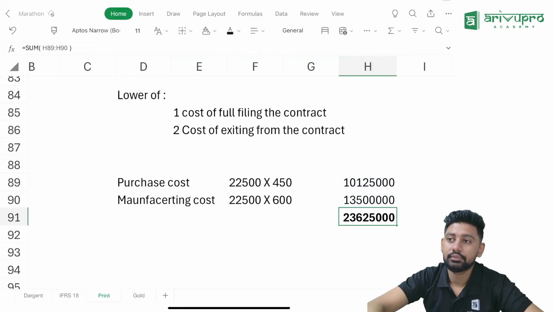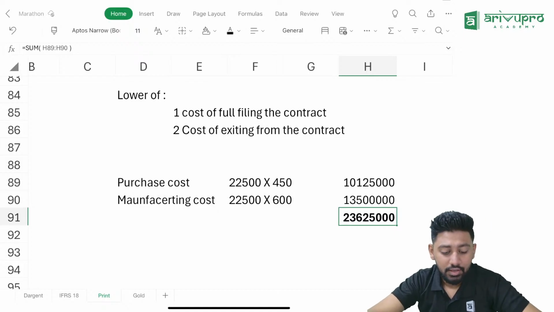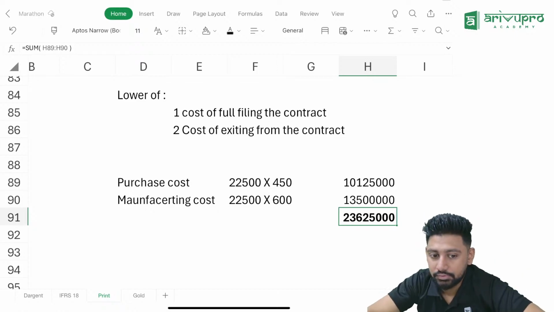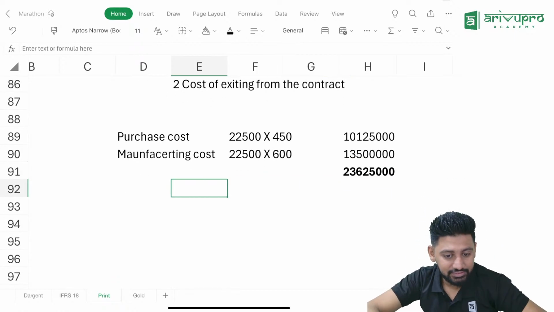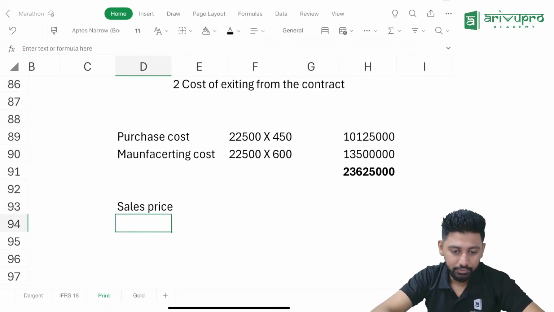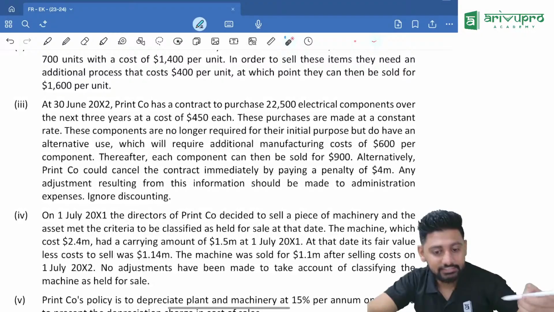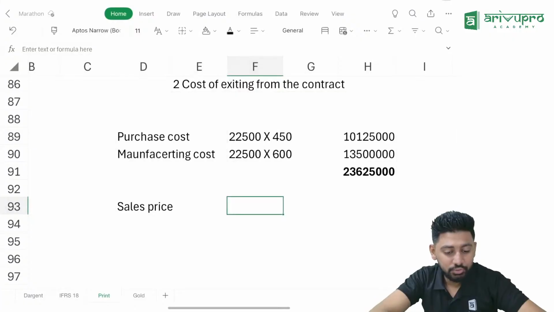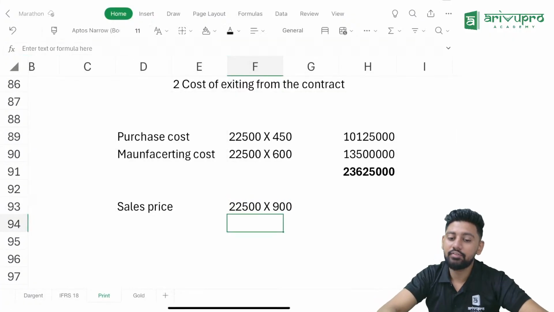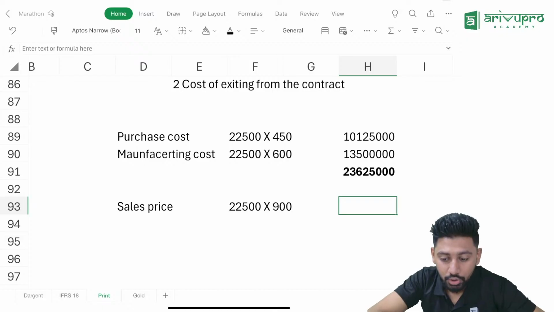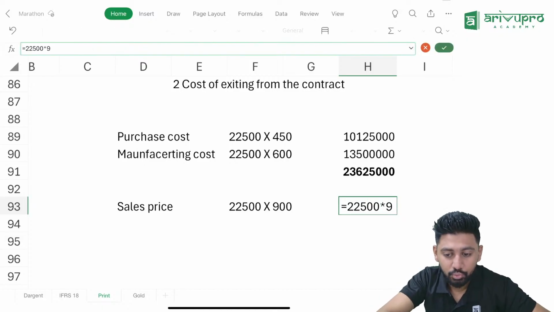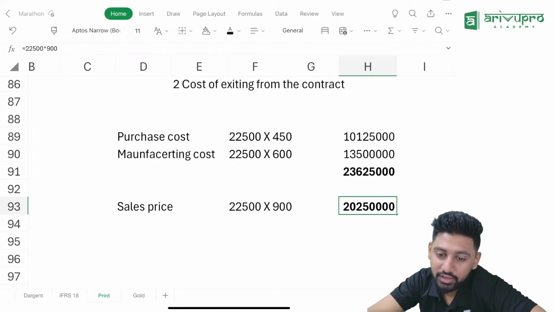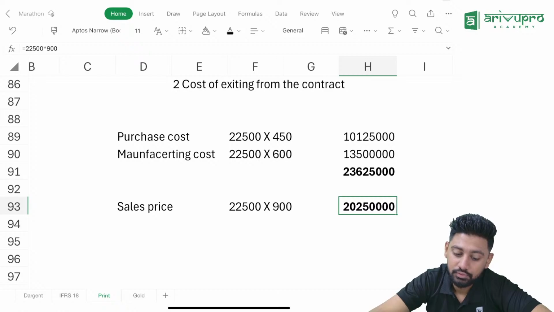Are we clear? If I incur this, then I can sell this. My sales price will be, I can sell it for 900 per component. So in other words, 22,500 into 900 will be my benefit, correct? That equals 20,250,000. Are we clear?